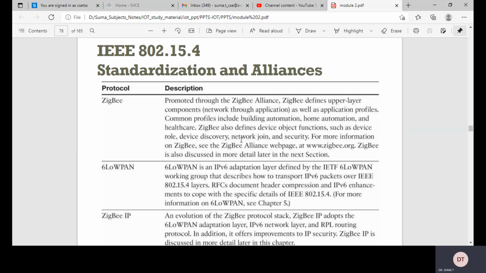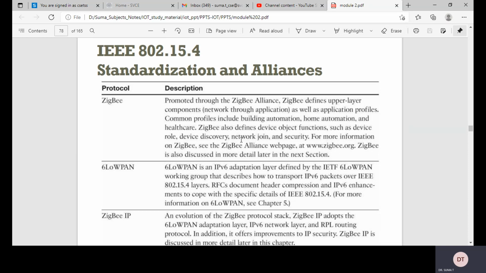ZigBee IP, that is the ZigBee Internet Protocol, is an evolution of the ZigBee protocol stack. It adopts the 6LoWPAN adaptation layer, the IPv6 network layer, and the RPL routing protocol. In addition, it also offers improvements to IP security. It plays a very important role in the protocol.